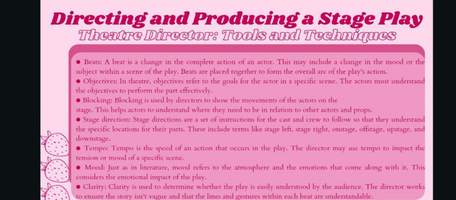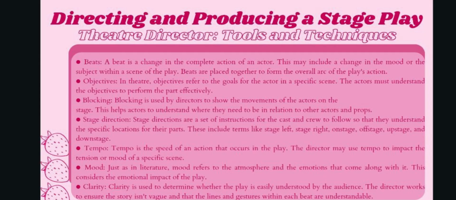The second is objectives. These are the characters' goals or what they want to achieve in each scene. Understanding objectives helps actors play their roles convincingly. Third one is the blocking. Blocking refers to the planned movements of actors on stage, helping maintain visual balance and storytelling clarity. Fourth, stage direction. These are instructions about movement and placement on stage. For example, stage left and downstage.